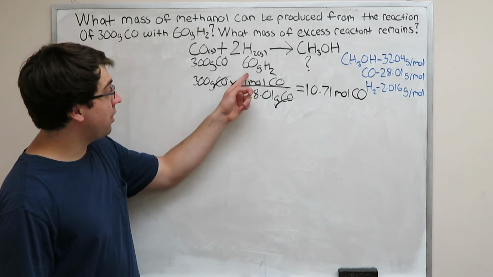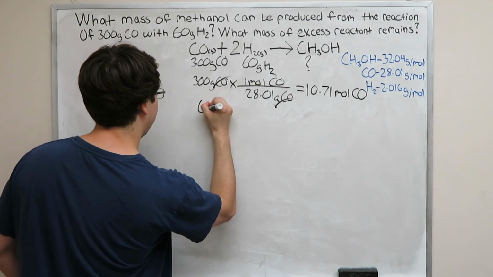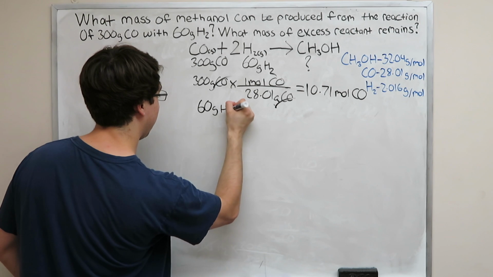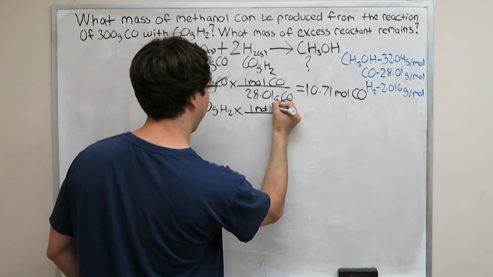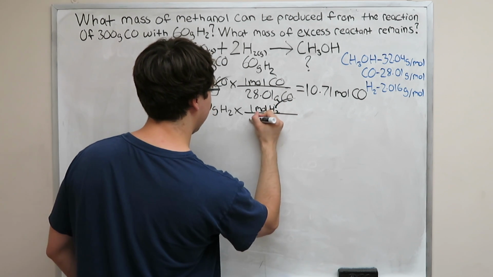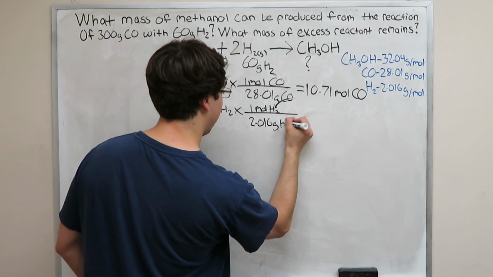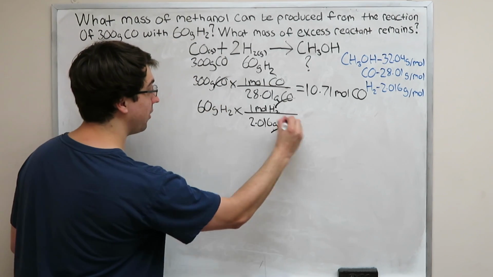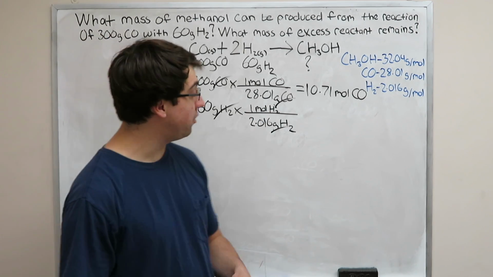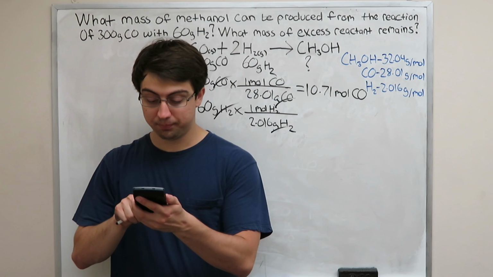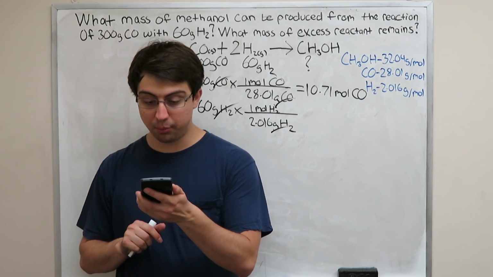Next, we need to convert the grams of hydrogen to moles of hydrogen. You can see that the grams of hydrogen will cancel out, leaving us with moles of hydrogen, and we just take the 60 and divide it by 2.016. I got 29.76.